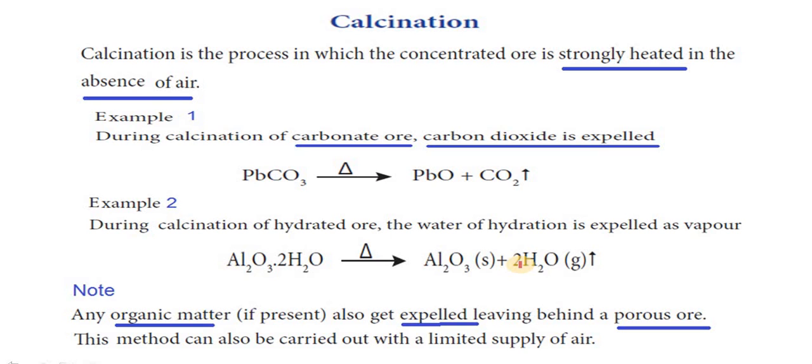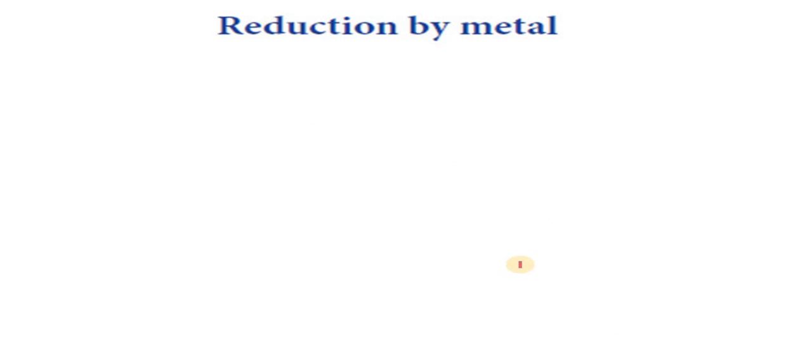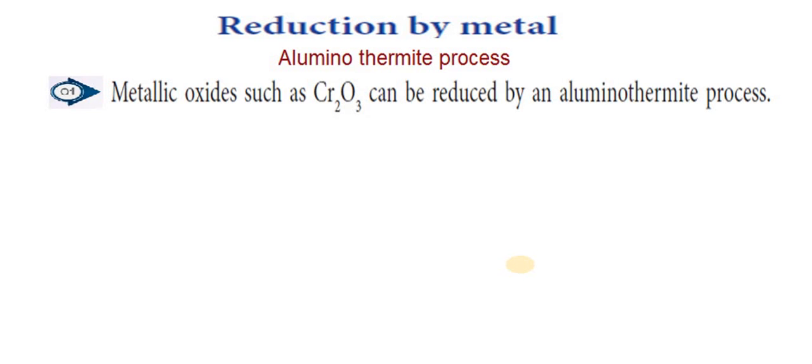What are the examples? Next, reduction by metal. This is otherwise called aluminothermic process. In this process, metallic oxides can be reduced by aluminium to give metal. Therefore, the process is called aluminothermic process. For example, chromic oxide can be reduced by aluminium to give chromium.